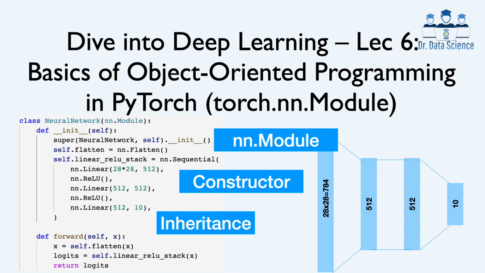The goal of this video is to teach you the basics of object-oriented programming to build neural networks using PyTorch. Throughout this video, we are going to briefly review objects, classes, attributes, and methods, also constructors, inheritance, and all these tools that we need to understand the nn.Module, which is the base class to define neural networks in PyTorch.